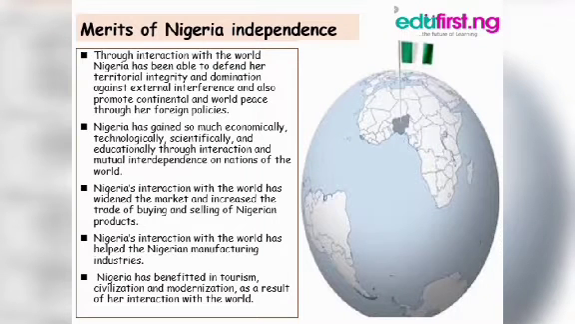Merits or benefits of Nigeria's interdependence or interactions with the world. Through interactions with the world, Nigeria has been able to defend her territorial integrity and domination against external interference and also promote continental and world peace through her foreign policies. Nigeria has gained so much economically, technologically, scientifically, and educationally through interaction and mutual interdependence of nations of the world.